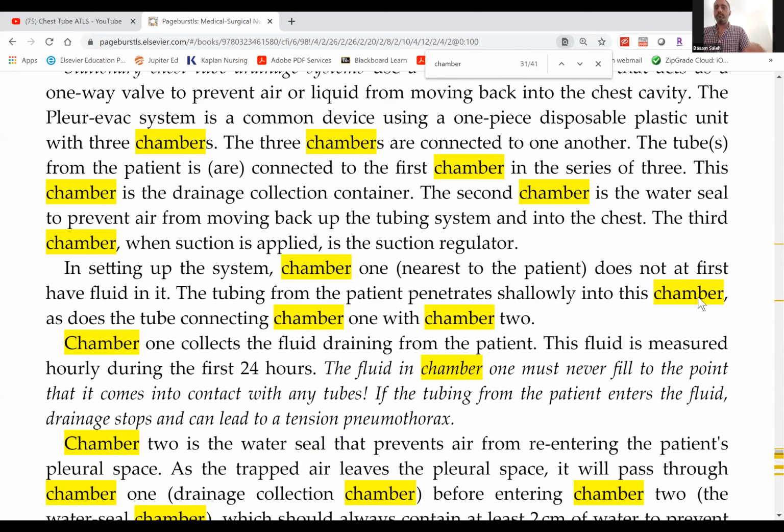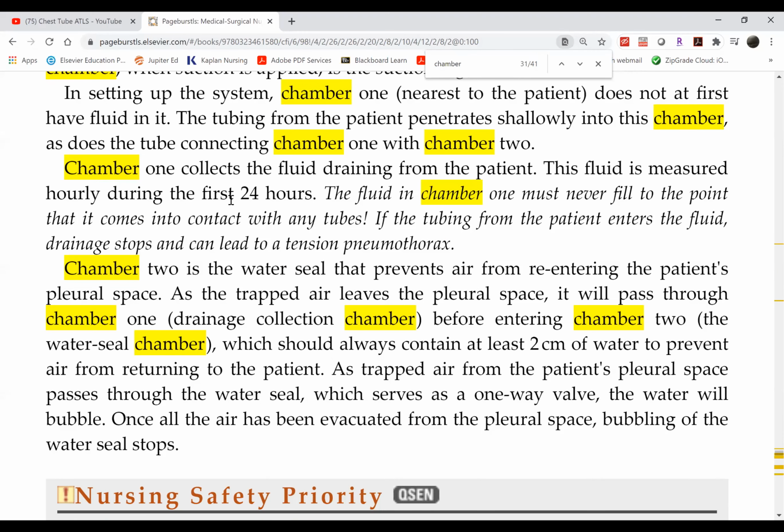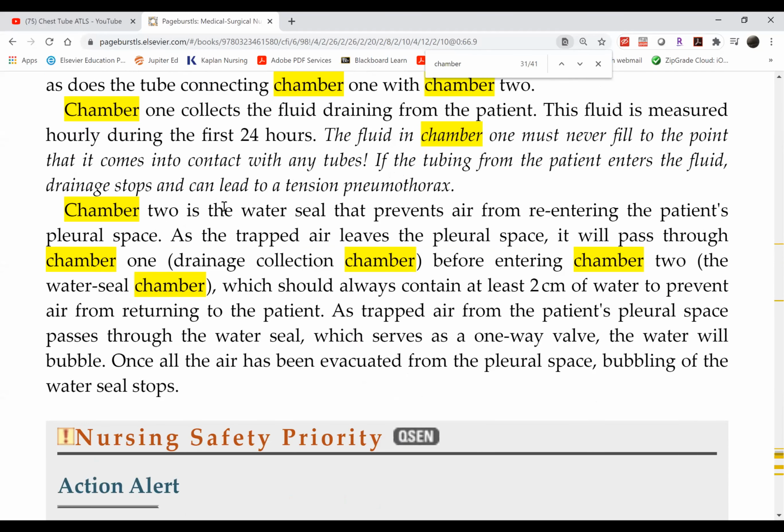All right. Thank you. So chamber 1 is the collection chamber. Anything wet stays in there. Chamber 2 is where air escapes. So this will be your water seal or the air trap, which prevents air. Remember Maria's fart and Basam's fart. Okay, so that's chamber 2.